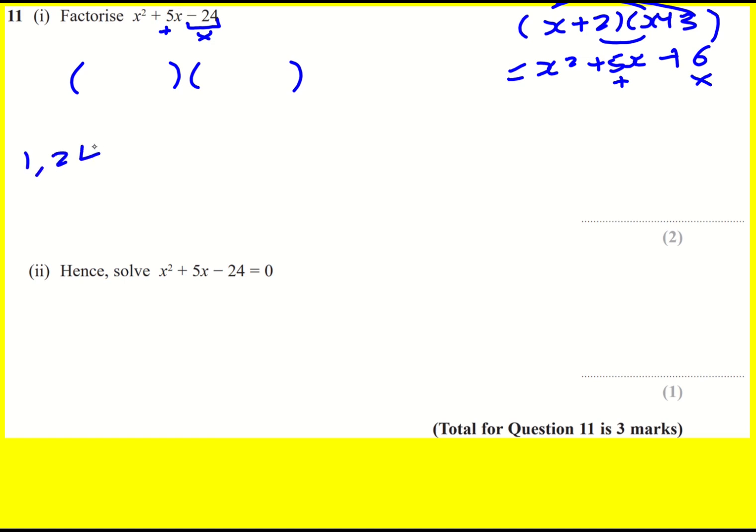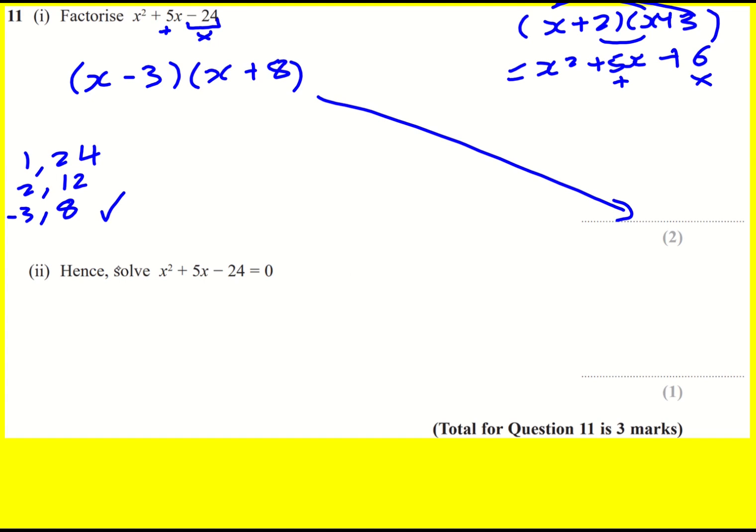I mean, you might just spot it straight away, but if you can't, write down your factors of 24 in pairs. Neither of these work. They're not going to be able to combine. I mean, one's going to be negative, but there's no way they're going to combine. But if we go with 3 and 8, and we make it minus 3 and 8, then that will work. This will add to give 5, multiply to give minus 24. So x minus 3, x plus 8 is our answer.